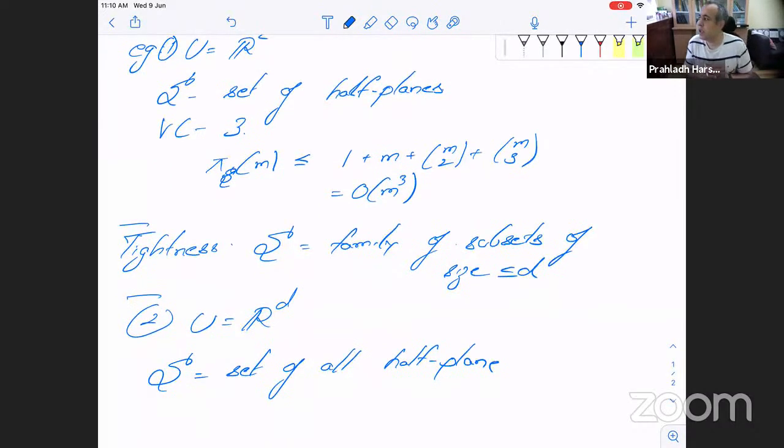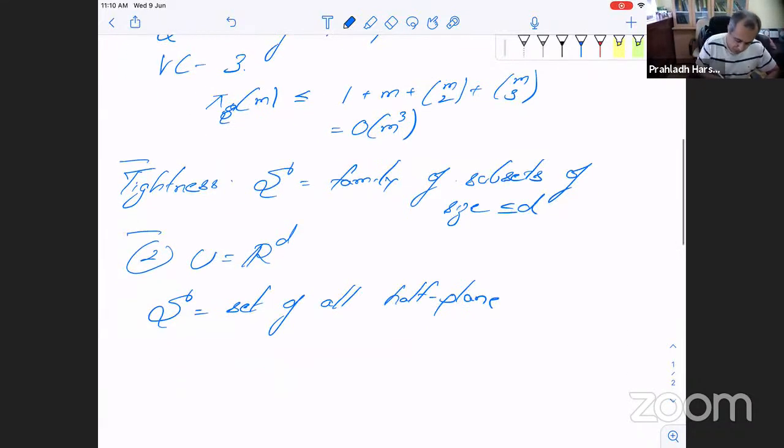Now, certainly, I want to say a set of size D plus 1 exists. Take the D plus 1 vertices of a simplex. You are working in R^D. You can take the D plus 1 vertices of a simplex, and it's easy to see that they can be shattered.